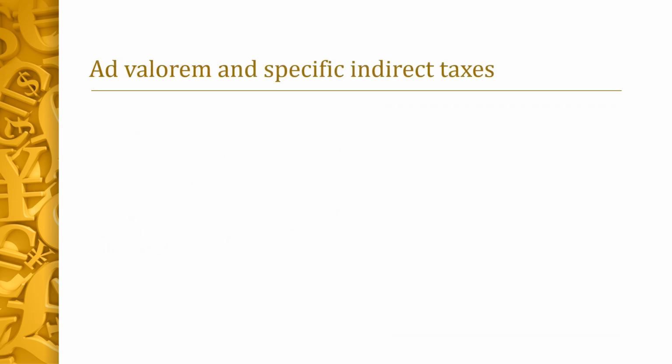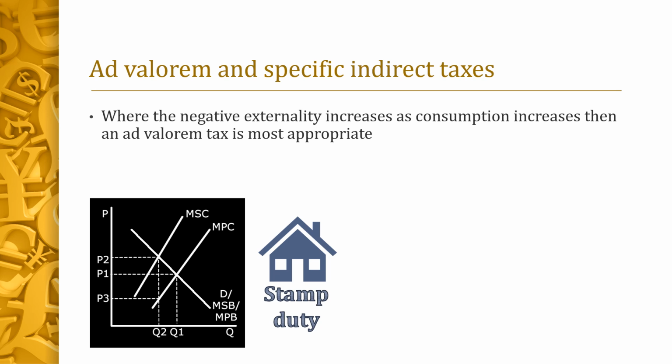Where the negative externality increases as consumption increases, then an ad valorem tax is most appropriate. Stamp duty is an example of an ad valorem tax. It is charged as a percentage of the price of a house that you're going to buy. That percentage rises as the cost of the house rises, and it's also 3% more if you're buying a second home than if you're buying your primary home.